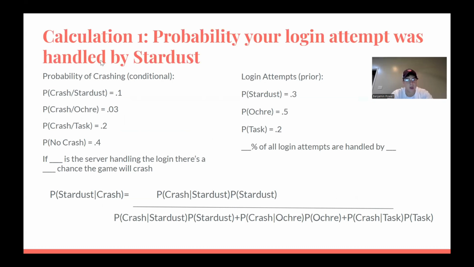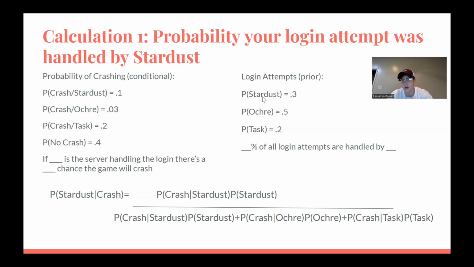All right, on the left side right here, we have the probability of crashing, which is the conditional. If Stardust is the server handling the login, there is a 10% chance the game will crash. Whereas for Ochre, if Ochre is the server handling the login, there is a 3% chance the game will crash. With Task, it is 20%, and then there is a 40% no crash.